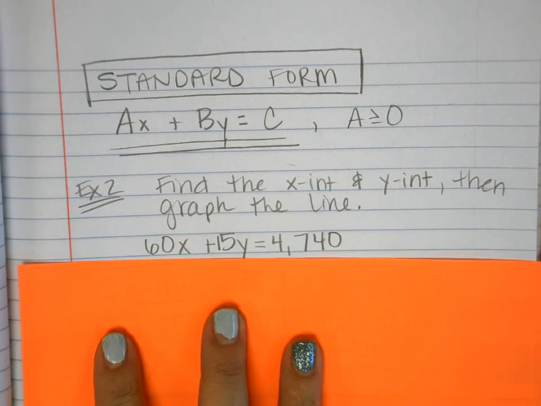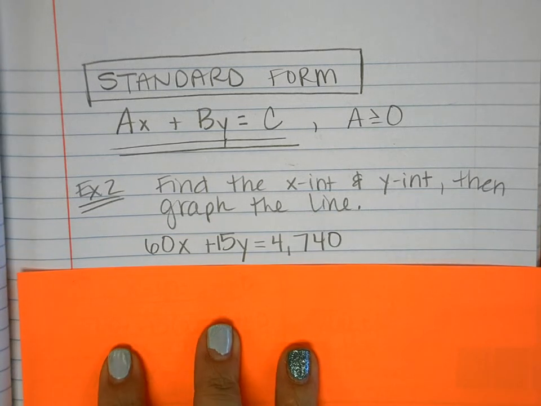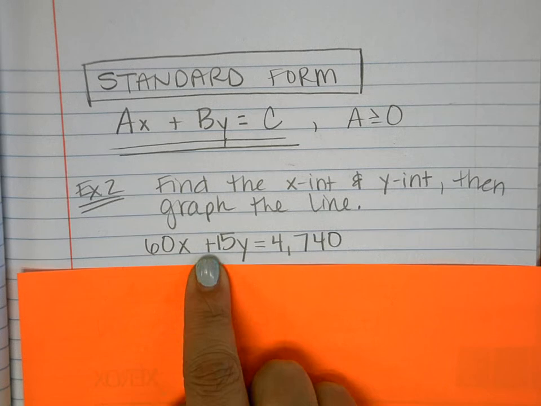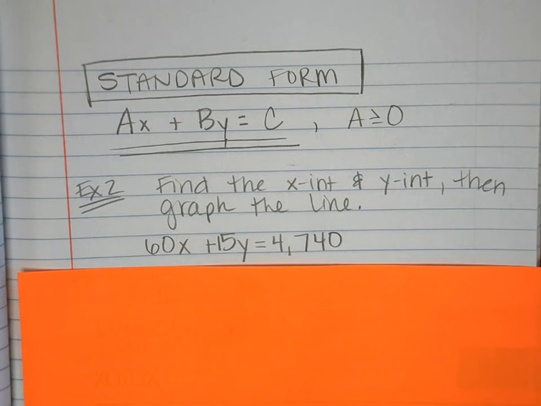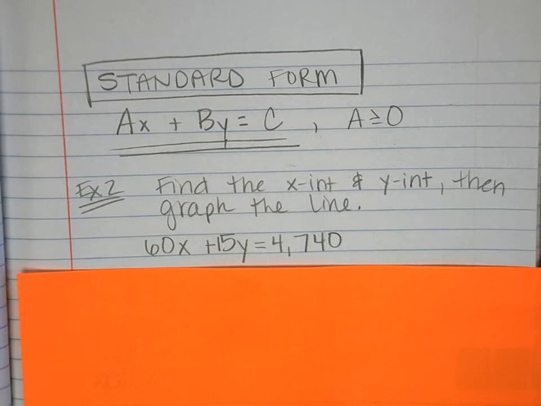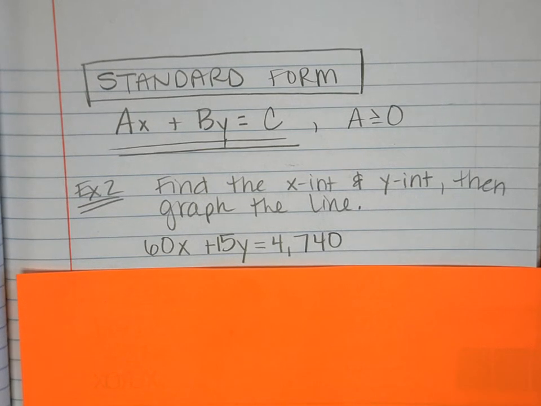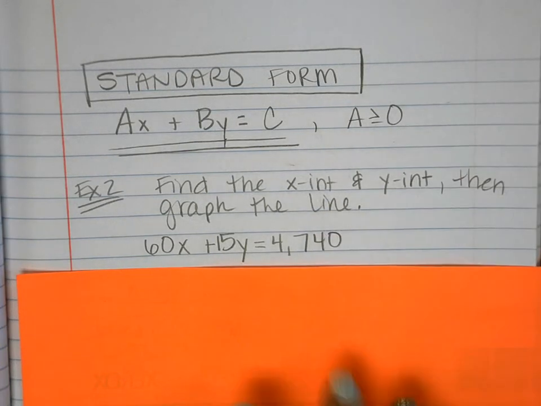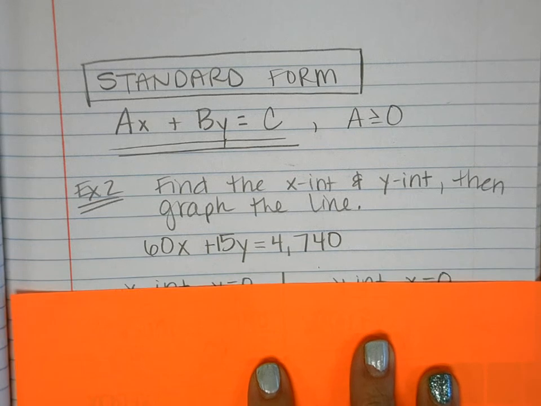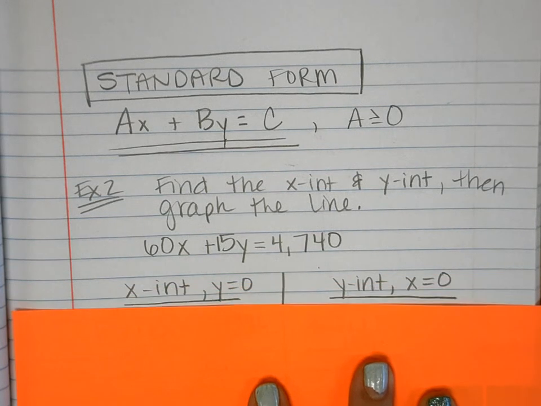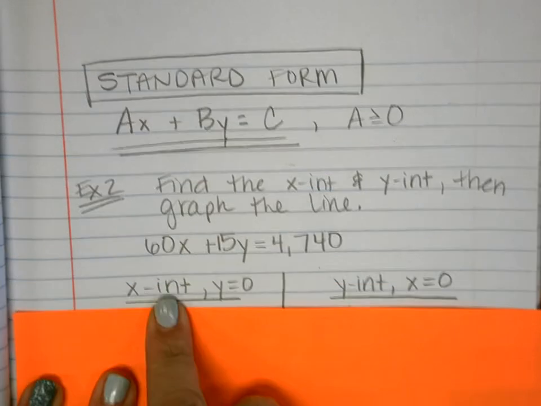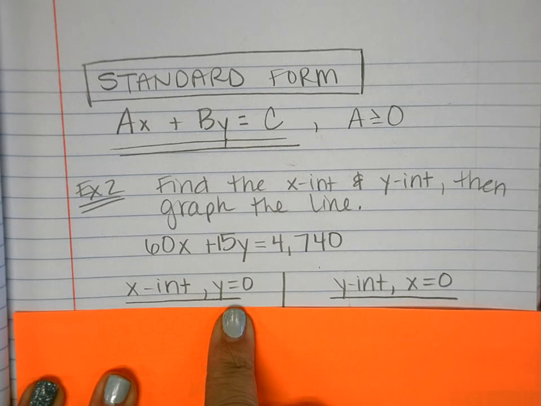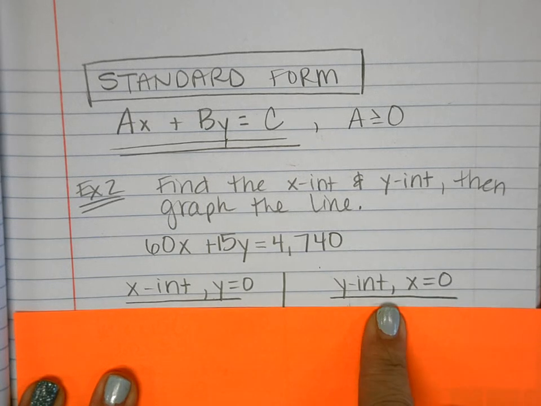Okay, so here is my equation. It's in standard form. It's some number x plus some number y equals some number. And I want to find the x-intercept, the y-intercept, and then graph it. Okay, so I'm going to do these 2 things. I'm going to find the x-intercept, that's when y equals 0. I'm going to find the y-intercept when x equals 0.